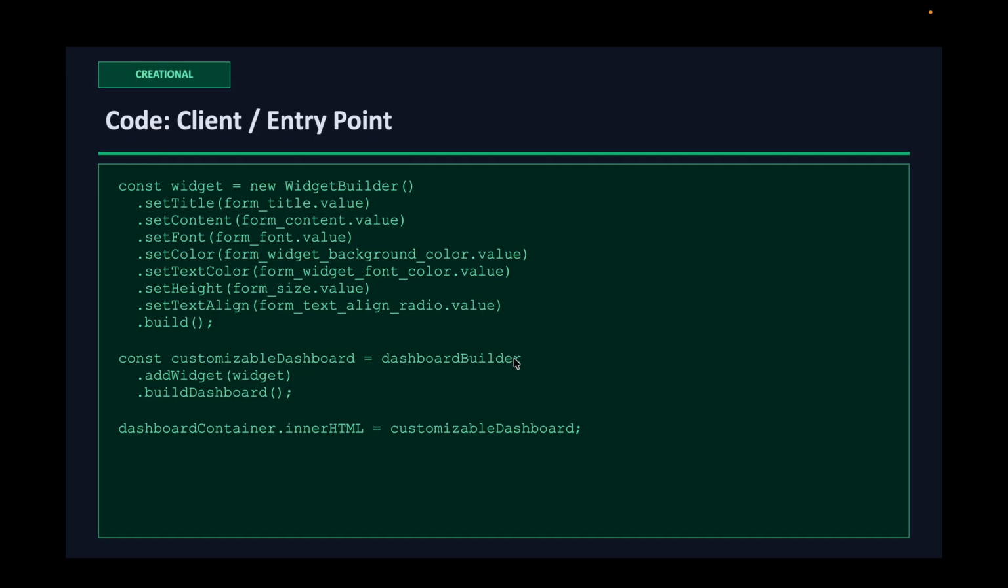Then we pass it to the dashboard builder: add widget, build dashboard, which renders all the completed widgets into the HTML and injects it into the DOM. The entire widget construction and dashboard update takes about 15 lines of clean code.